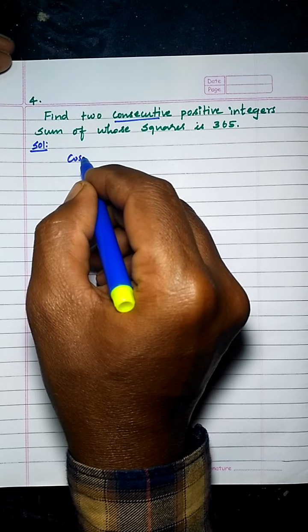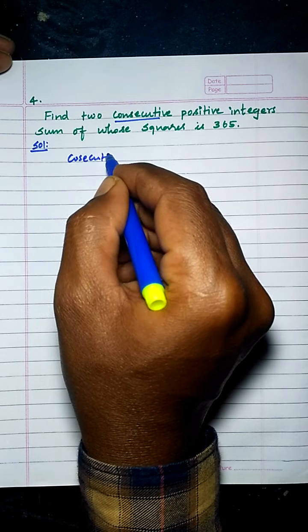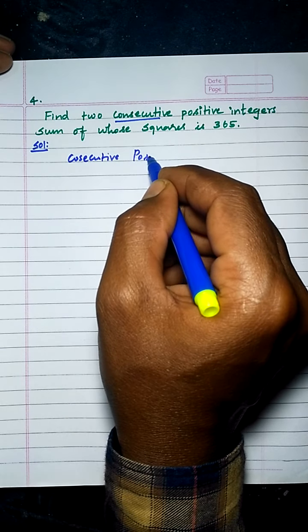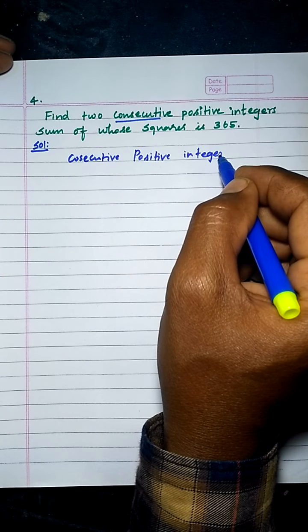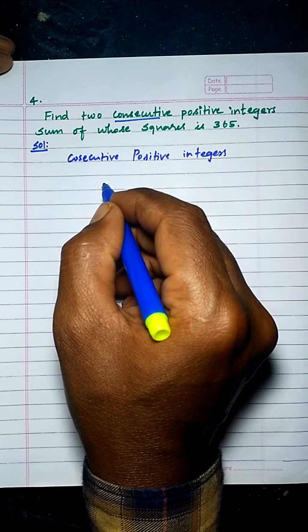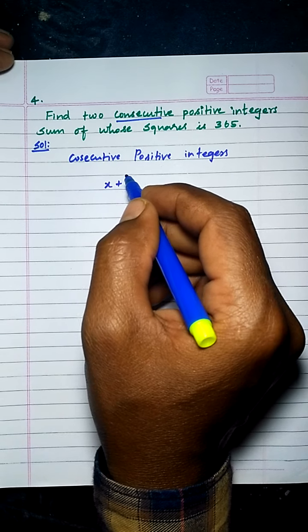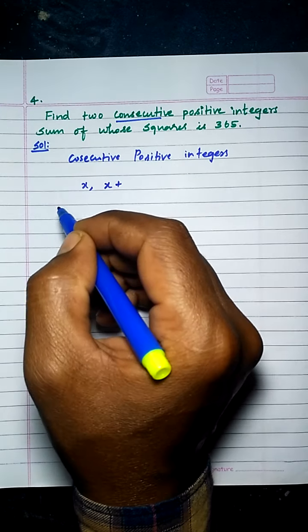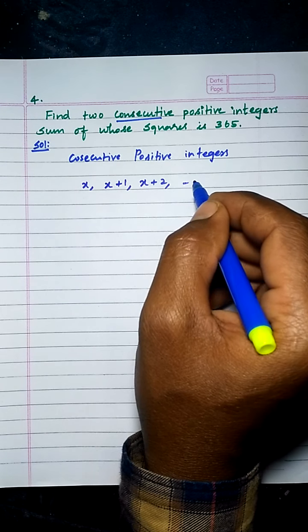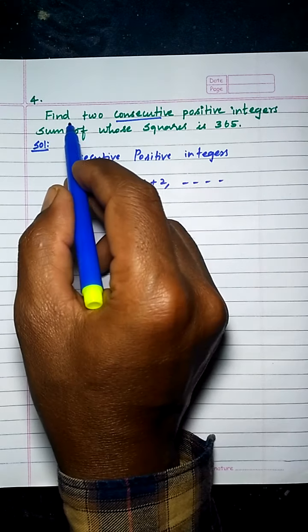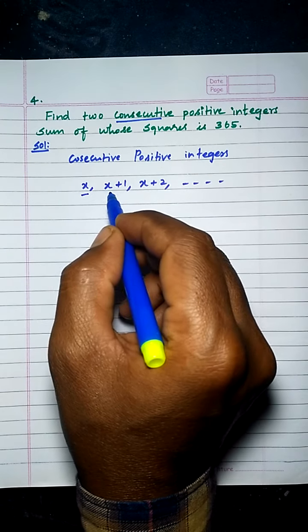Consecutive positive integers. Let's consider it as a formula only: x, x plus 1. The first integer we take as x, the second integer x plus 1, the third integer x plus 2. It will go on like this. They are asking to find 2 only, so let's take these 2.